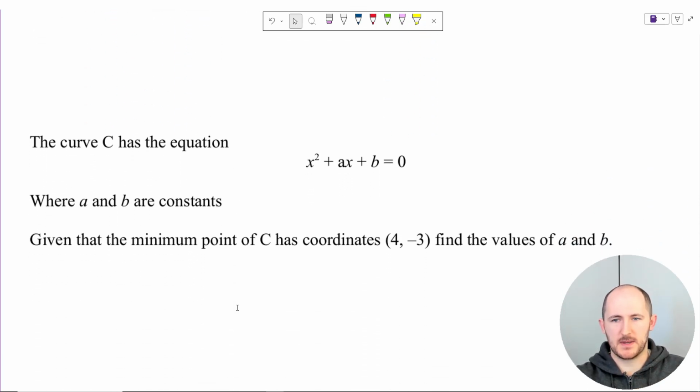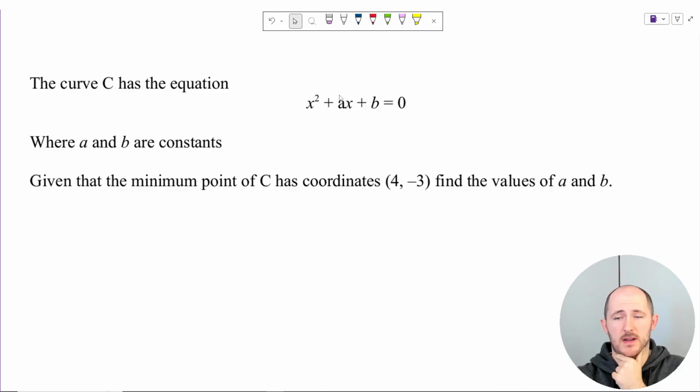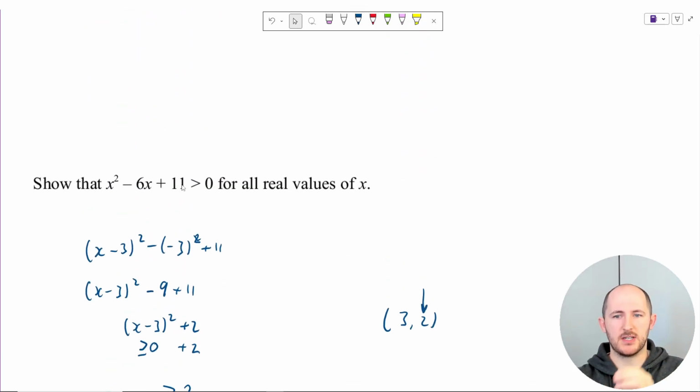Okay, let's try something else quickly. This is an interesting one. We kind of have to work backwards. Now, how do I know it's completing the square? So again, in the last question, we know it's completing the square because we're asking about the turning point, because we said show that it's bigger than 0. So we're basically saying, what's the minimum value? Is the minimum value positive? If it is, it's always bigger than 0.